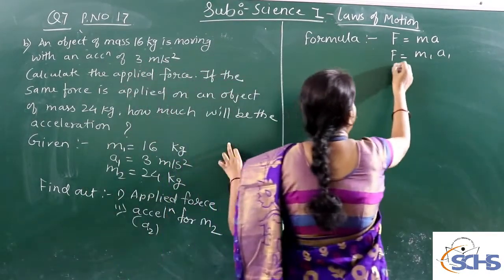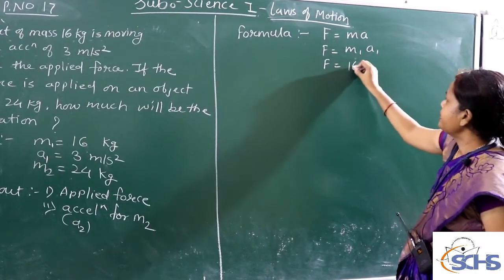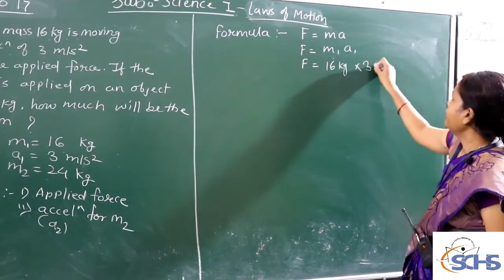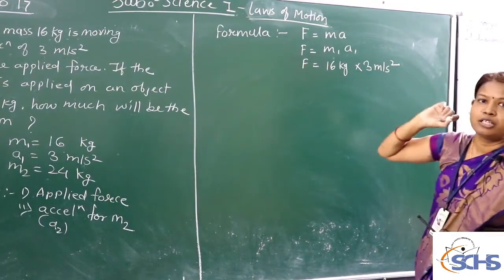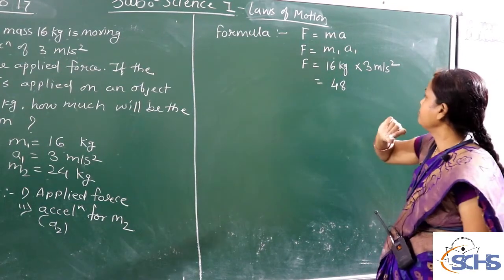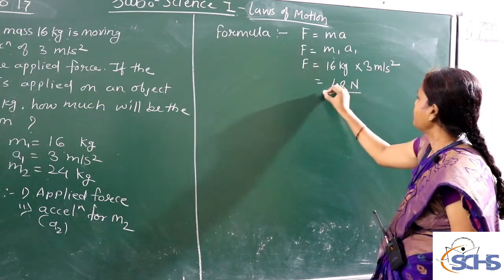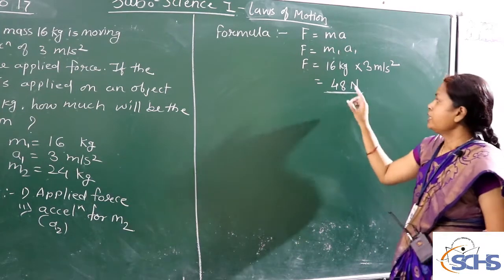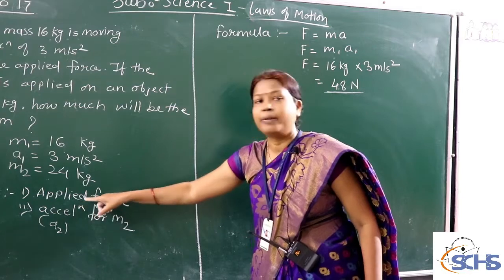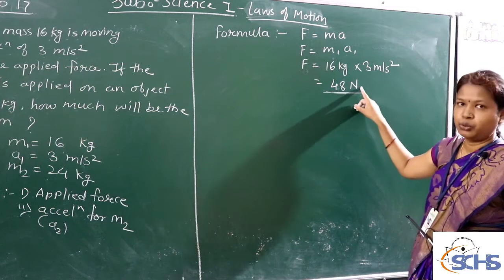So force is equal to, what is the value of this mass? This is 16 kg, multiplied by a, that is 3 meter per second square. So after calculation it becomes 48. It is force, so its unit is Newton. This is our first answer. What is our first question? Find out the applied force. So we get our first answer, 48 Newton.